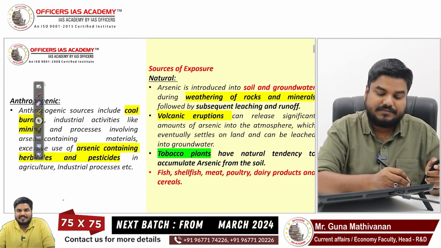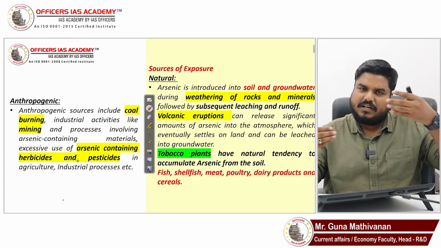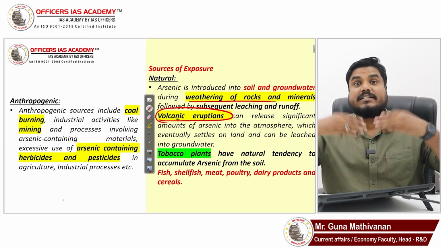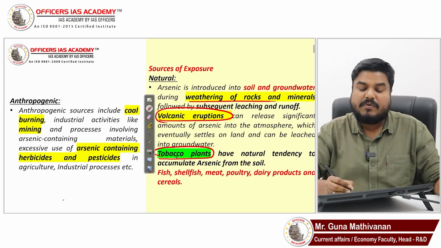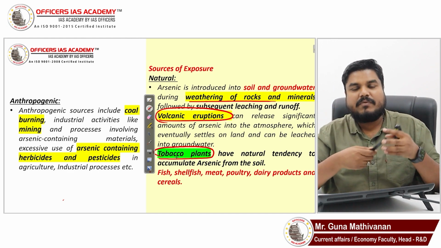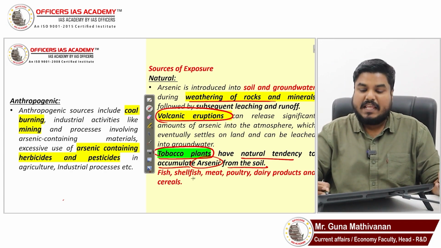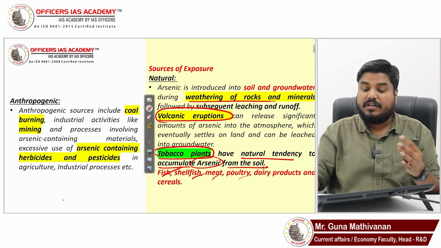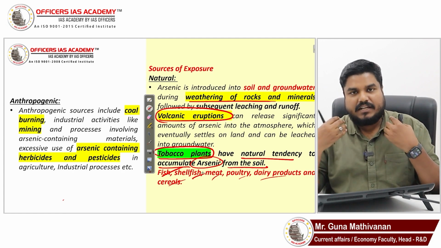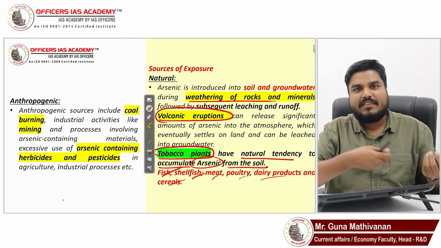So natural sources: the Earth's crust contains arsenic, as do soil and groundwater, which we have discussed. Weathering of rocks and minerals, and volcanic eruptions, can also release a lot of arsenic. Tobacco plants have a natural tendency to accumulate arsenic from the soil. Fish, shellfish, meat, poultry, dairy products and cereals are also ways through which arsenic contamination can reach us, again when they consume the contaminated water.